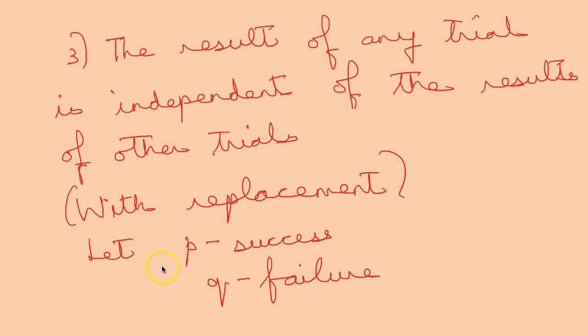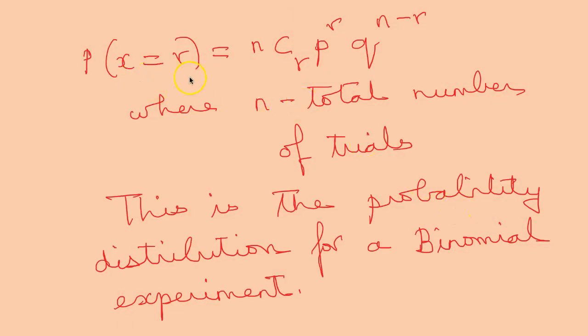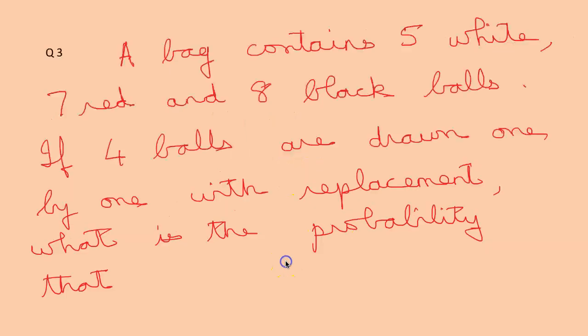In a binomial distribution, let P denote the success and Q denote the failure. Then the probability that x equals r is nCr P raised to r Q raised to n minus r, where n is the total number of trials. Now nCr P raised to r Q raised to n minus r are the successive terms of (Q plus P) whole raised to n. That is a binomial expansion. Hence (Q plus P) whole raised to n is called the binomial distribution.